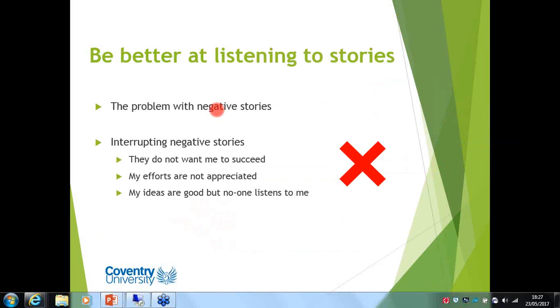And I think the first thing that you have a role to play in is being attentive to negative stories. I think this is something you can all do. You can all start thinking about this.